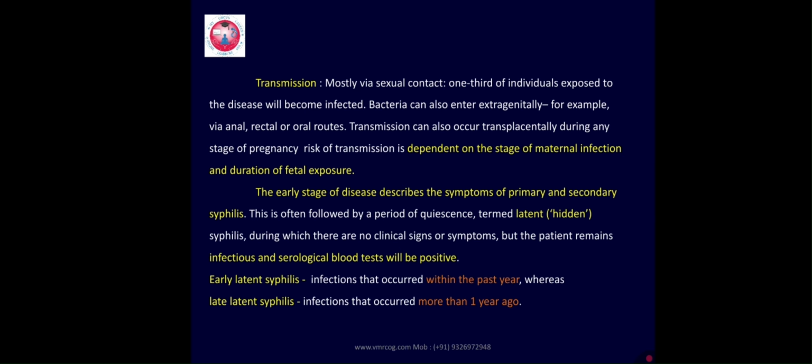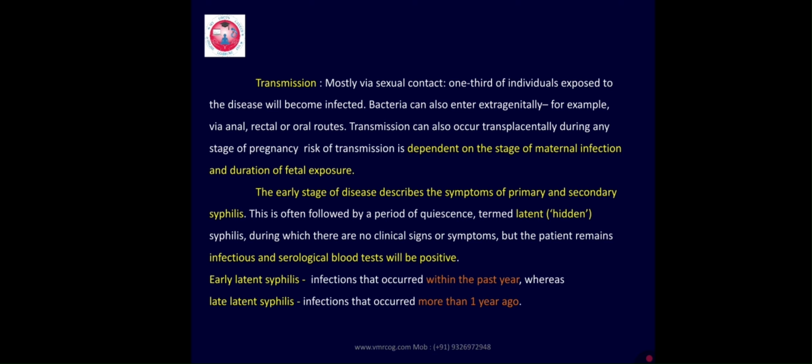So how is this disease transmitted? The mode of transmission is mostly by sexual contact. One third of individuals exposed to the disease will become infected. Bacteria can also enter extragenitally, for example by the anal, rectal or oral route. Transmission can also occur transplacentally during any stage of pregnancy, and the risk of transmission will depend on the stage of the maternal infection and the duration of fetal exposure.